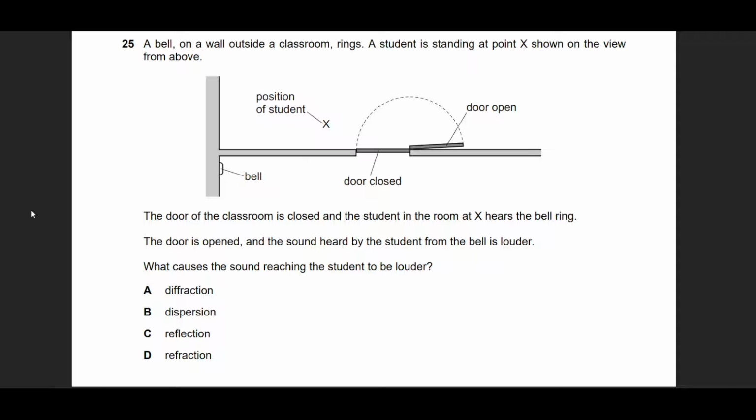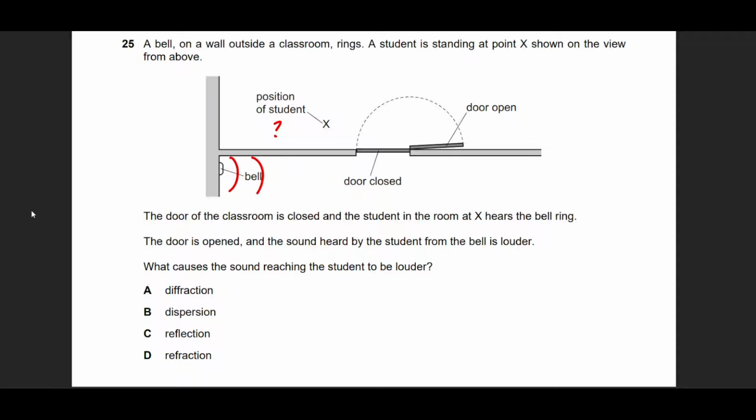Question number 25, this concept is new in terms of O-level and IGCSE. He says a student is standing at point X, shown in the view above. The door of the classroom is closed and X hears the bell ringing. Then the door is open, and the sound heard by the student from the bell is louder. What causes the sound to be louder?